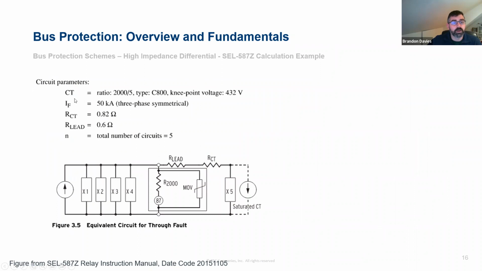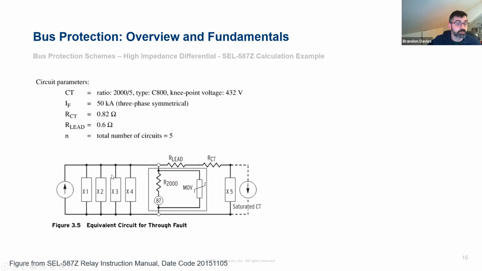So we've got some circuit parameters, and this is the typical stuff we would need to understand and be able to set this relay. We need to know what the CT type is. It's a C800 CT with a knee point voltage around 432 volts, and we'll look at what that is on a CT excitation curve in a couple of slides.